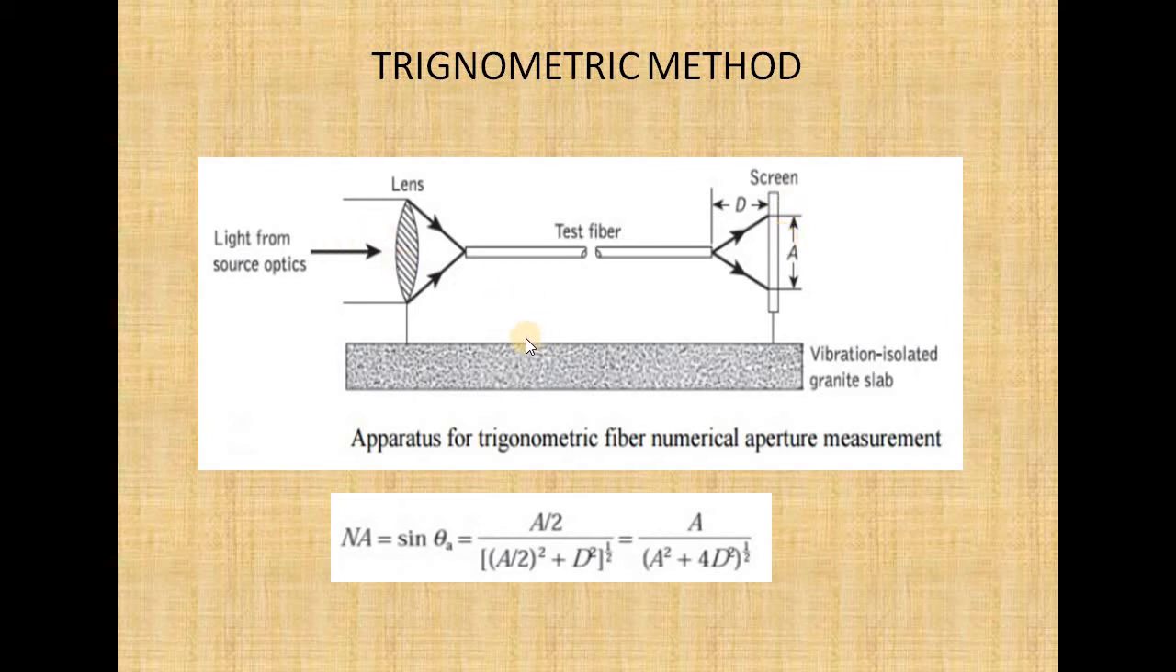The numerical aperture measured from this trigonometric relationship is given by a divided by the square root of a square plus 4d square. The accuracy of this measurement technique depends only upon the visual assessment of the far field pattern from the fiber. These techniques are generally employed only for multimode fibers. They cannot be used for single mode fibers, because single mode fibers are affected by the diffraction phenomenon.